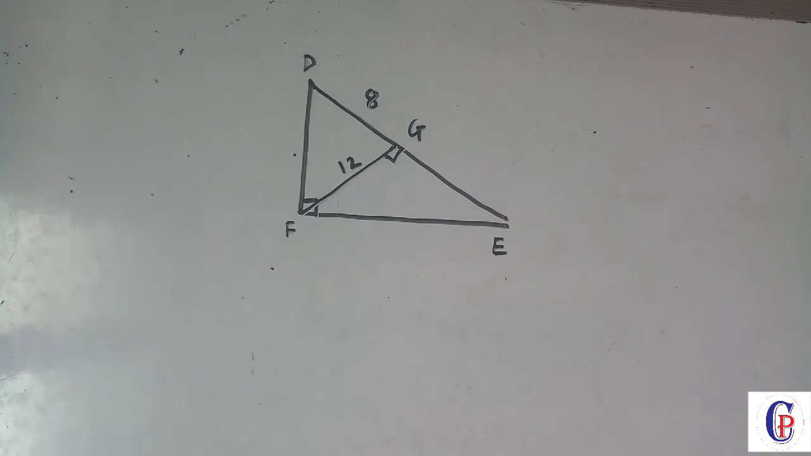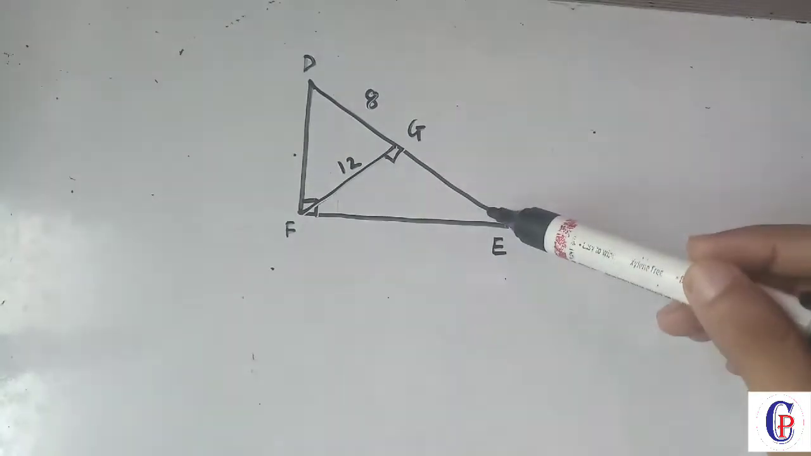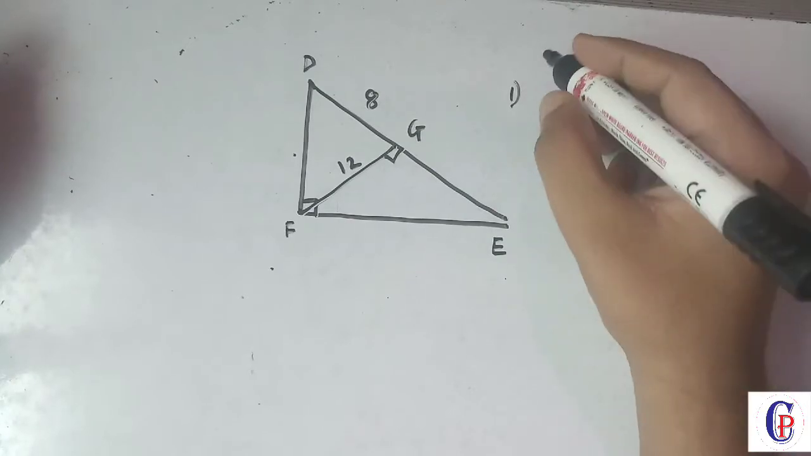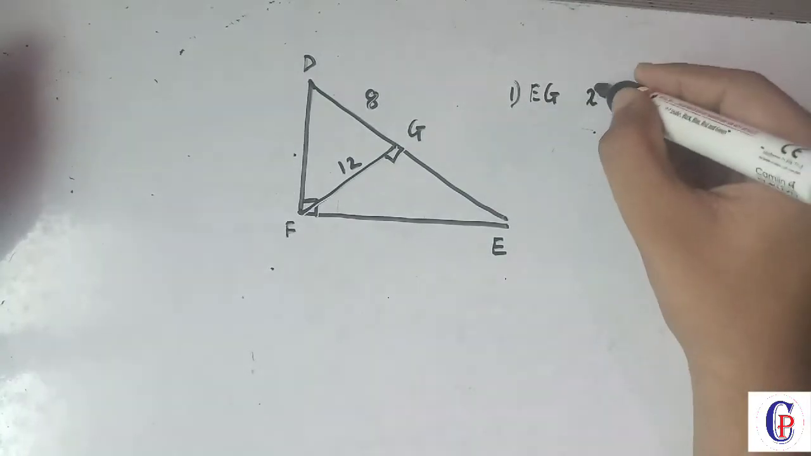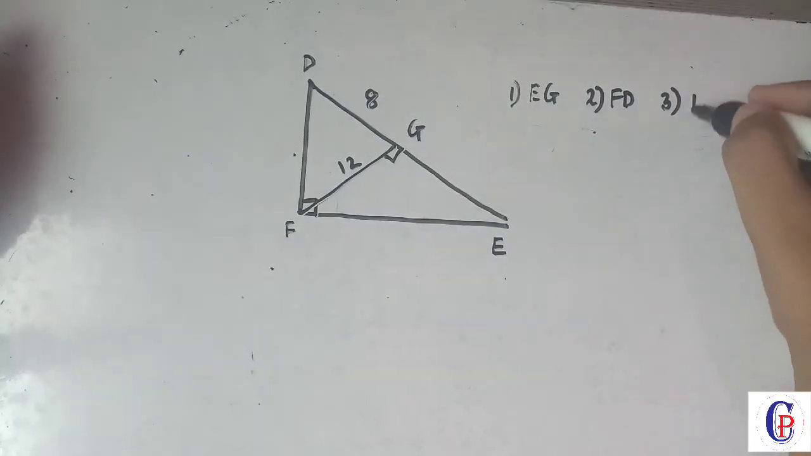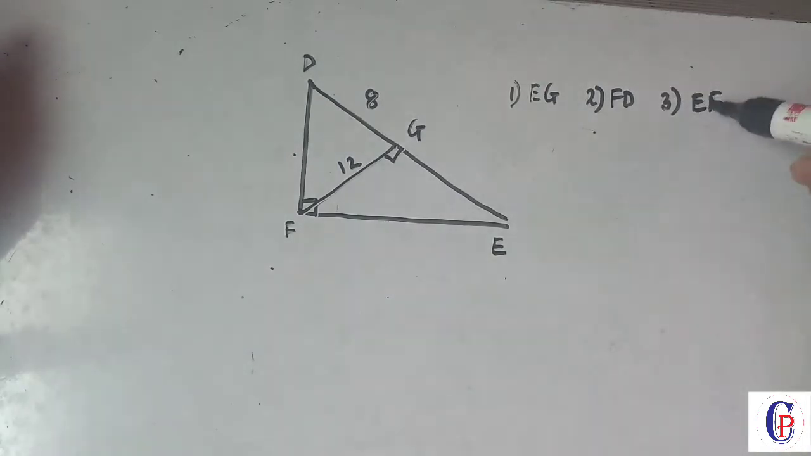This is the diagram in front of you. The name of the triangle is DFE, and we can see that DFE is a right angle triangle, right angled at F. From F there is one more perpendicular on the hypotenuse. This FG is perpendicular on DE. They have asked to find EG, FD, and the third part is EF. We need to find these three parts.